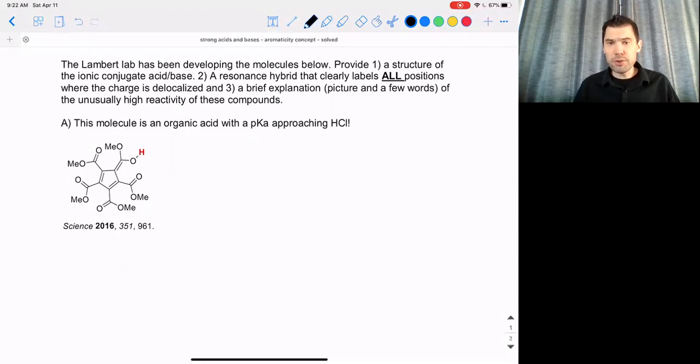And my questions for you are kind of outlined up here. And really what I'm getting at is why. How can they generate an organic OH that is so acidic, with a pKa close to HCl, which is a very strong acid? And so what I'll ask you to do is first to consider the structure of the conjugate acid or base.